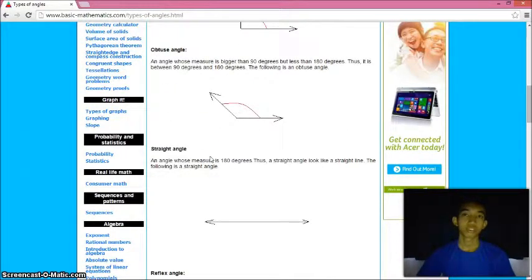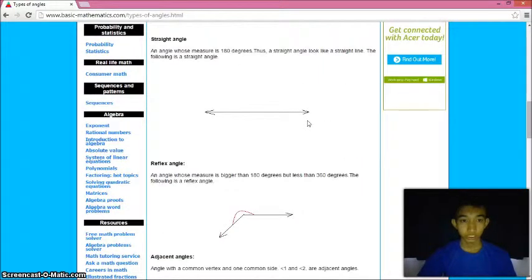Next one, obtuse angle. The definition of an obtuse angle is an angle whose measure is bigger than 90 degrees but less than 180 degrees. Thus, it is between 90 degrees and 180 degrees. Any angle between 90 and 180 degrees is called an obtuse angle. So this is the structure of an obtuse angle.